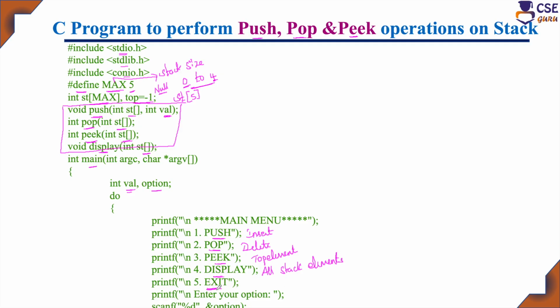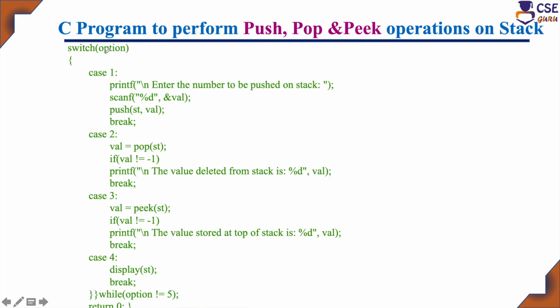If you give option 5, it will exit from the main menu. Okay, then enter your option. Suppose I am entering option 1, it will go to the first case statement of switch option. Suppose you are entering option 1, it will go to case 1. All the remaining case statements, it will skip.